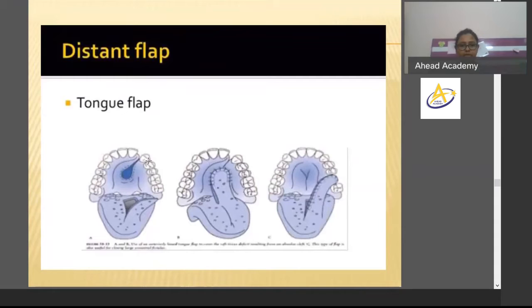This is alveolar cleft, this is mid palatal cleft, or this is oroantral fistula. In all these cases, distant tongue flap can be used to cover the portion.